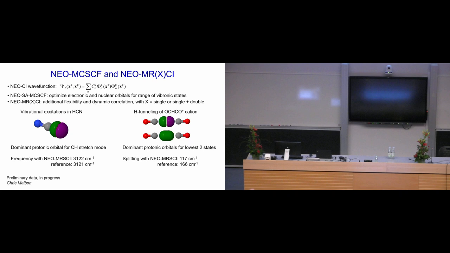We've also done NEO-MCSCF and MRCI. I'm not going to go into the details of this. I'll just say that it's again preliminary data in progress. This is done by Chris Malvin. This one here was done by Joseph Dickinson. And what you see is we have quite good agreement for HCN frequency, within a wave number, and we're doing pretty well on a hydrogen tunneling system. That'll probably get better as we increase our active space and, instead of MRSCI singles, we also include doubles. So this is still work in progress.